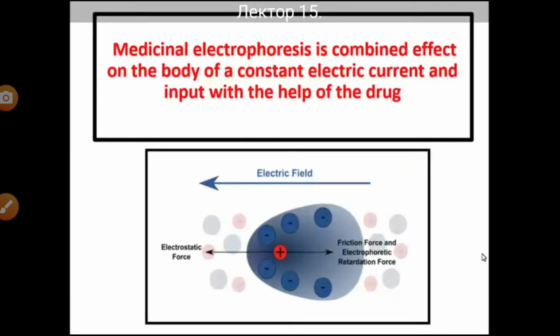Next slide. Look at the screen. All this information by electrophoresis you write in your copybook. This diagram you draw in your copybook. Medical electrophoresis is the combined effect on the body of a constant electric current and introduction with the help of the drug. All this information you write in your copybook.